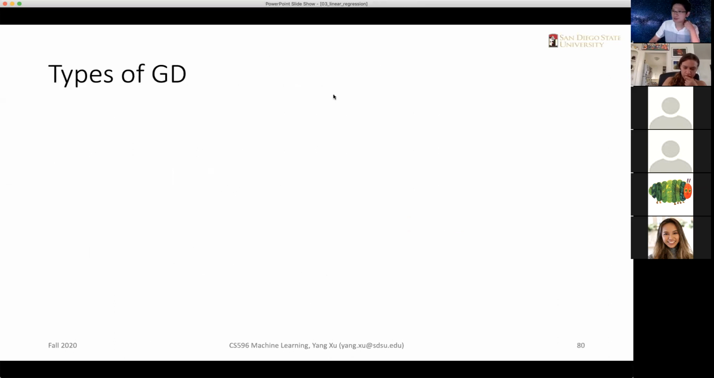Finally, let's talk about different types of gradient descent. Professor, I have a question about the learning rate. Yes. I did gradient descent before, and when I tried to choose more features, I also realized the learning rate has to be adjusted pretty carefully, especially when the dimension is pretty high, and I have to make the learning rate really, really small. Otherwise, it cannot converge. Is that also something we are going to worry about?